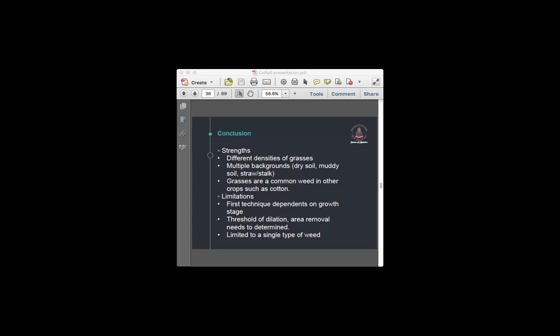We have some limitations that we have suffered up to now that we are trying to remove now. First, the technique is dependent on growth stages. So we have to use different algorithms, different parameters for different stages of growth of the field. Then the threshold of dilation and area removal needs to be determined. It is limited to a single type of weed that we have.